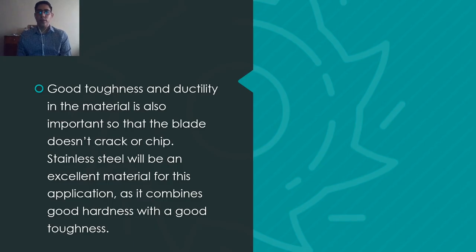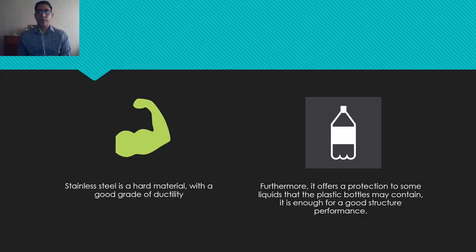Having good toughness and ductility for the blades is also important so that they do not crack or chip. For this reason, stainless steel will be an excellent option as it combines good hardness with good toughness. Also, it provides protection from some liquids that a plastic bottle may contain when crushing them.